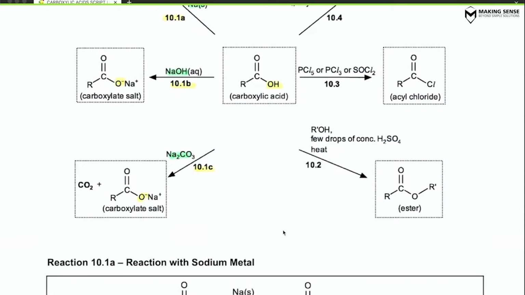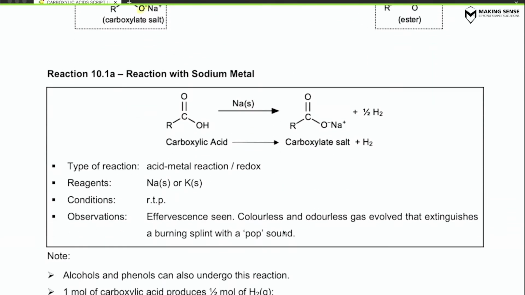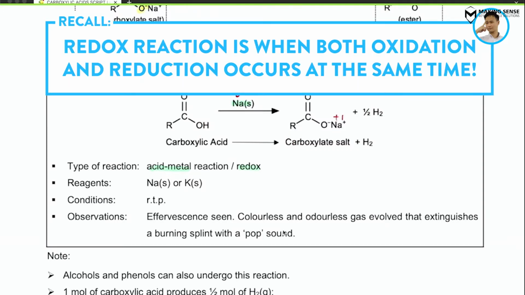All right, so let's go down a little bit. Now, if you look at reaction 10.1a, it's a reaction with sodium. Now, the reaction with sodium is not an acid-base reaction, right? Rather, we're going to call this a redox reaction or an acid-metal reaction. Now, why is this a redox, Mr. Tim? Well, because the sodium is actually being oxidized, while the carboxylic acid is actually being reduced into H2 gas. Okay? Yes, all right. So this is a redox reaction, and the end result is going to form hydrogen gas.